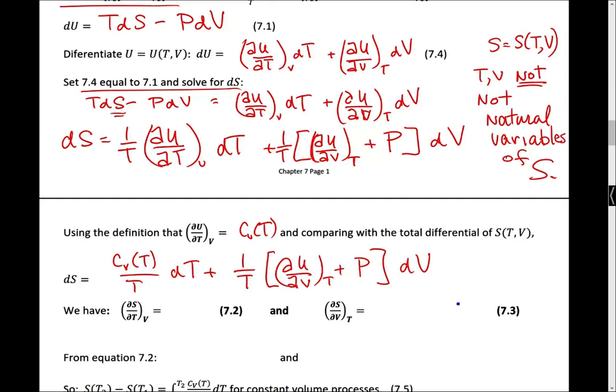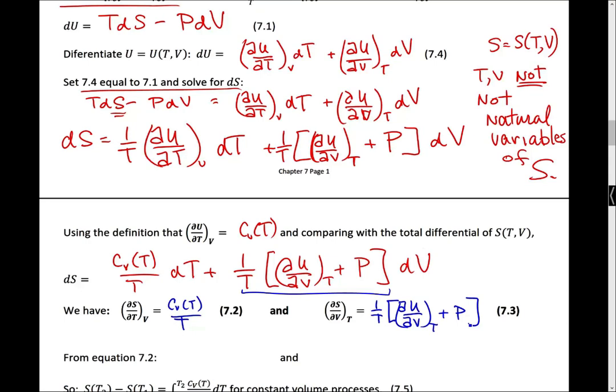So at this point, I step back and say, all right, this total differential, dS, tells me that this is the change in the entropy due to a change in temperature. This is the change in entropy due to a change in volume. So what I can conclude is that Cv over T is the same as (dS/dT) at constant volume. And I can say that (dS/dV) is this second term, and that will be 1 over T times (dU/dV) at constant T plus the pressure. Okay?